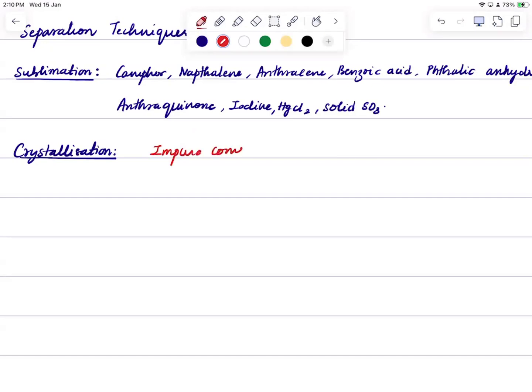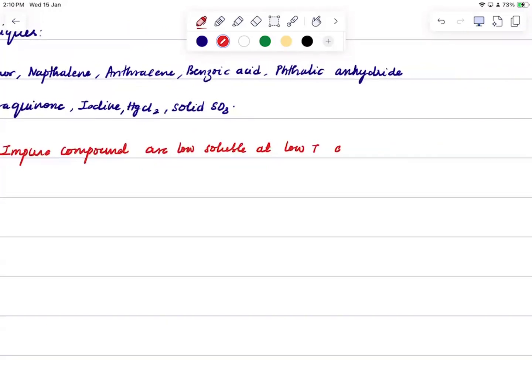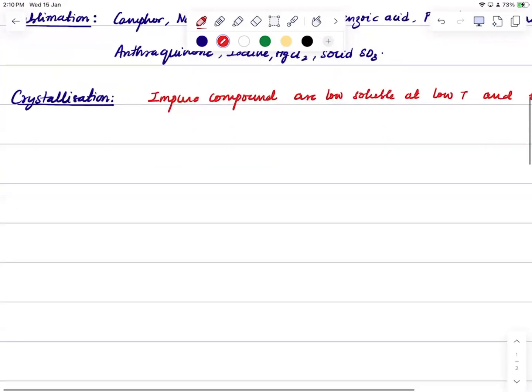Impure compounds are low soluble at low temperature and high soluble at high temperature. So that's the difference we need to figure out. Based on that, what are the examples which would be used here?